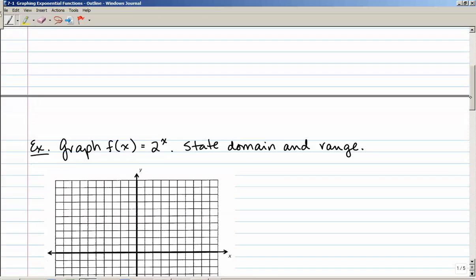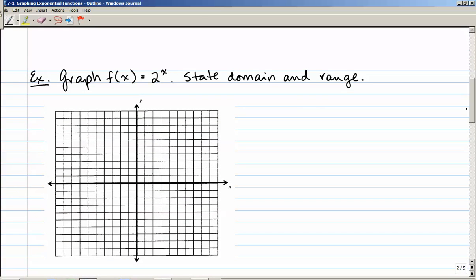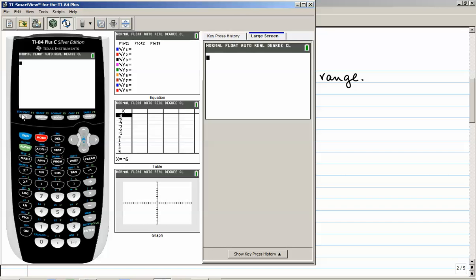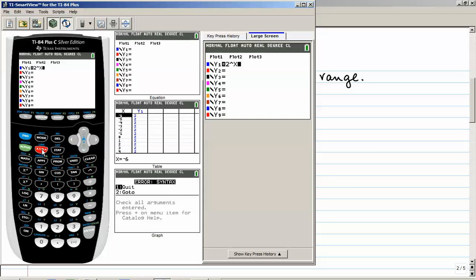So let's take a look at a couple examples here. We're going to start very simply by graphing f of x equals 2 to the x, and we need to state the domain and range. The way I'd like you to do this is in your calculator. So let's pull up the calculator here. Go to y equals, and this is 2 raised to the power of x. And let's take a look at what the graph looks like.